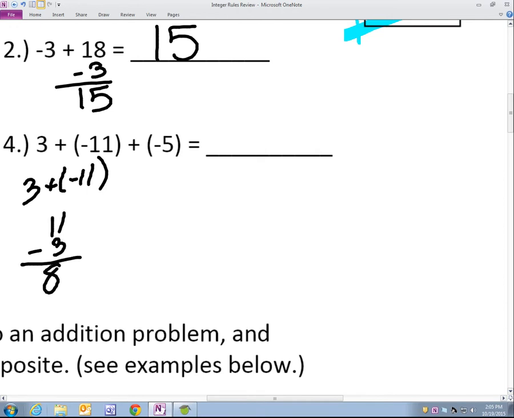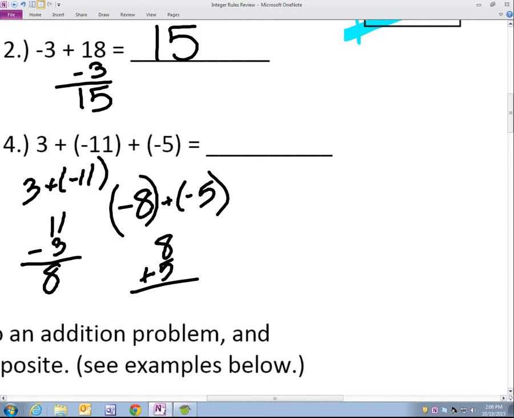Now, 11 is bigger than 3, and 11 is negative, so what's my 8? Positive or negative? Negative. Plus negative 5. Now I have the same signs. So I'm just going to add those two numbers together because I'm just following the rules that I had above.